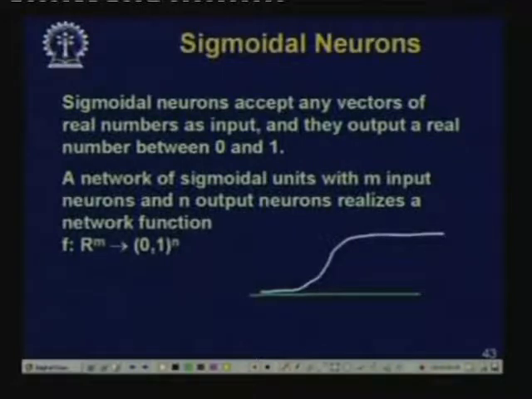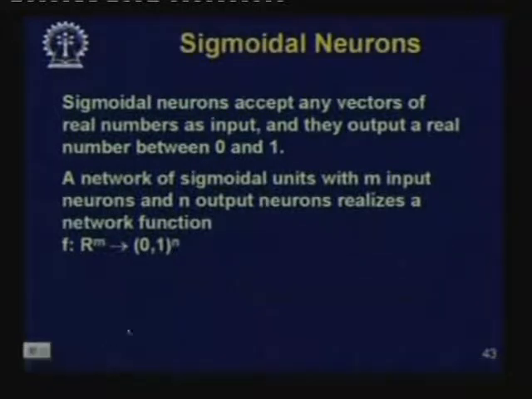So, the sigmoid function is an S-shaped function which is somewhat close to a thresholding function, and it gives us a value between 0 and 1. We will be using a network of sigmoidal units as our computing units.